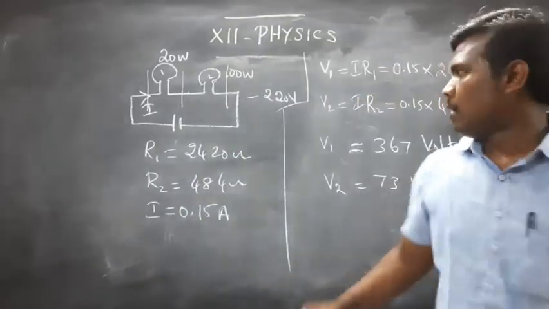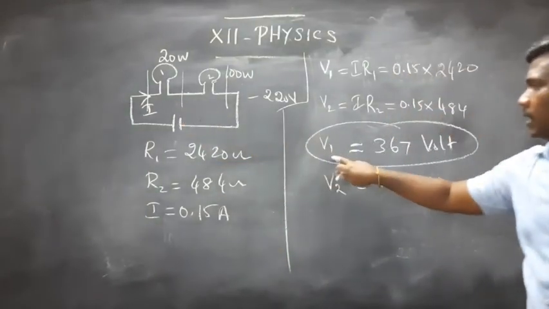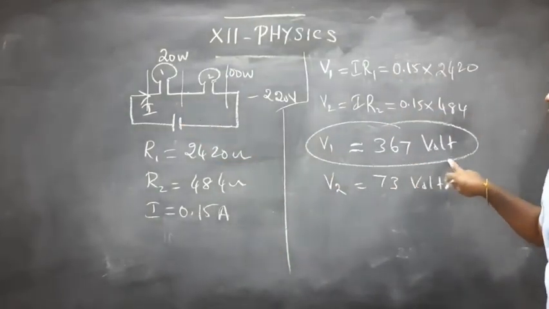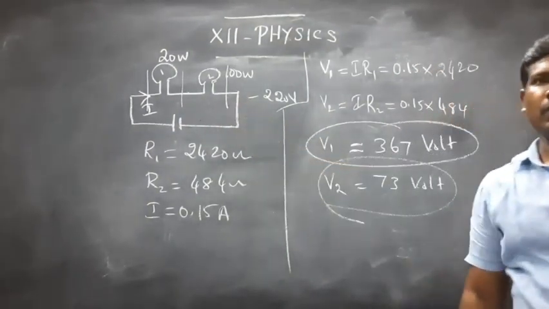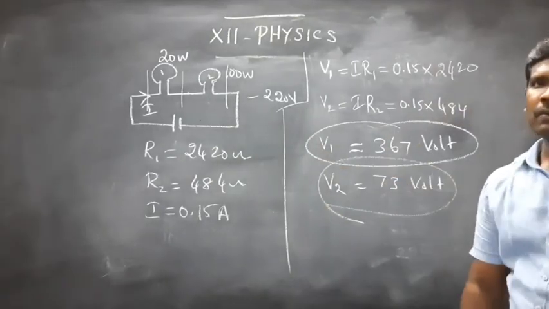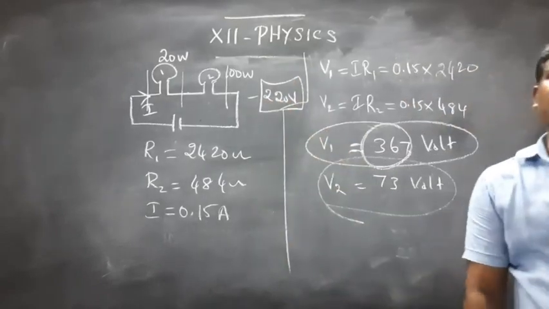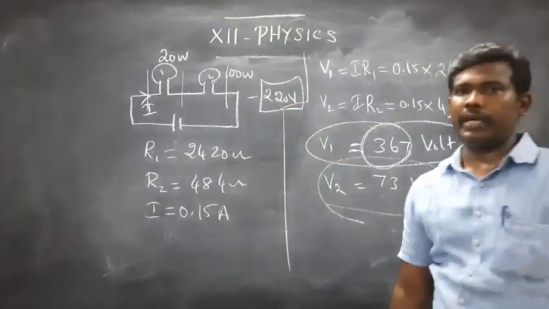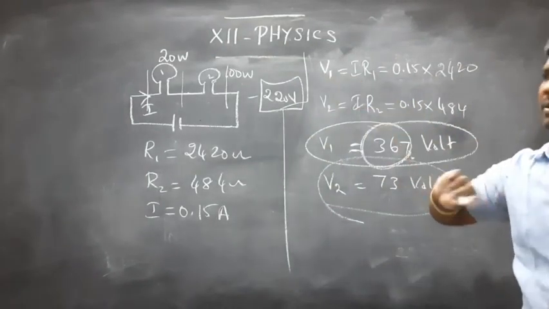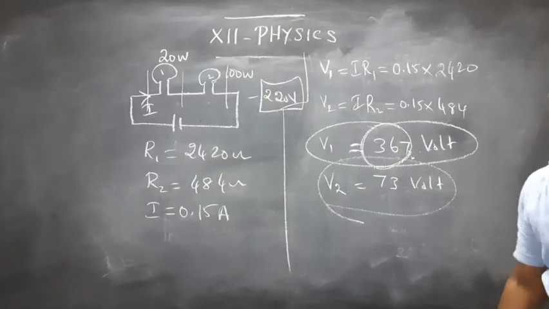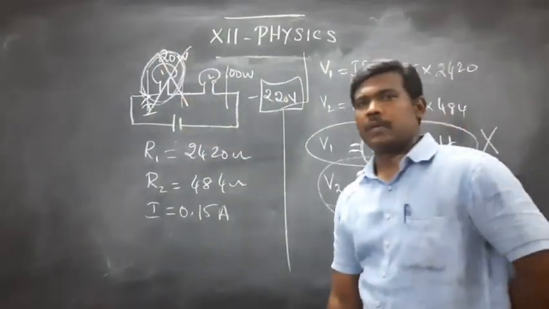Now the voltage across the first bulb, the 20 watt bulb, is 367 volt, and the voltage across the second bulb is only 73 volt. So compare these two. The first value exceeds the marked value. They are marked for only 220 volt, but the voltage across the first bulb, the 20 watt bulb, is 367 volt. So definitely the first bulb gets fused. That's the answer for this question.